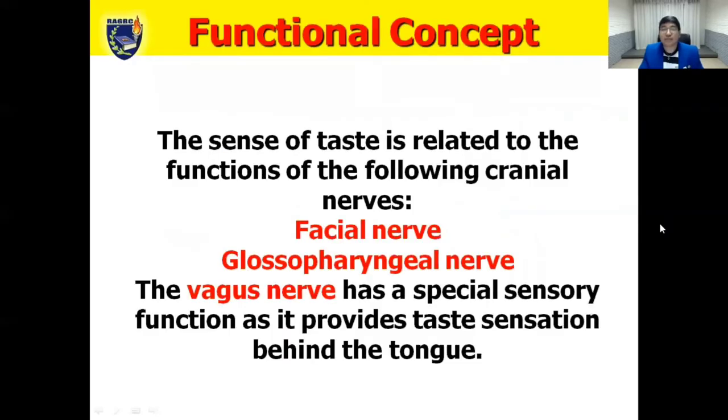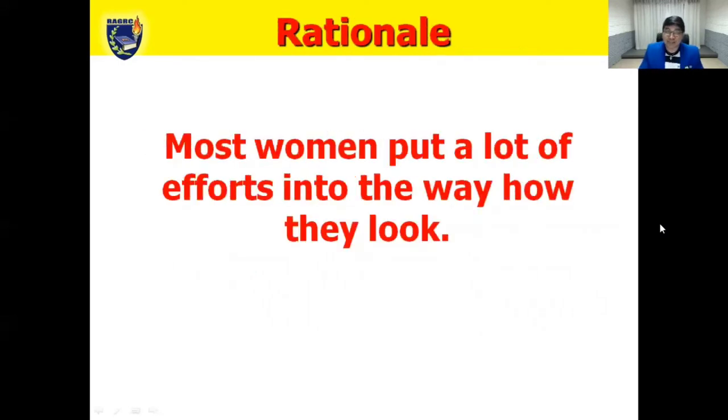Okay? Let's move on to a functional concept. The sense of taste is related to the functions of the following cranial nerves: the facial nerve, the glossopharyngeal nerve, and the vagus nerve. Now remember, the vagus nerve has a special sensory function as it provides taste sensation behind the tongue. For the anterior 2/3 of the tongue, the taste sensation is related to the function of the facial nerve. For the posterior 1/3 of the tongue, it is the function of your glossopharyngeal nerve.